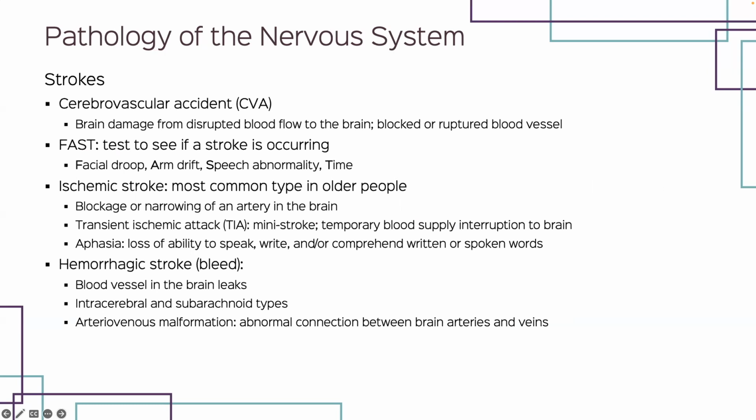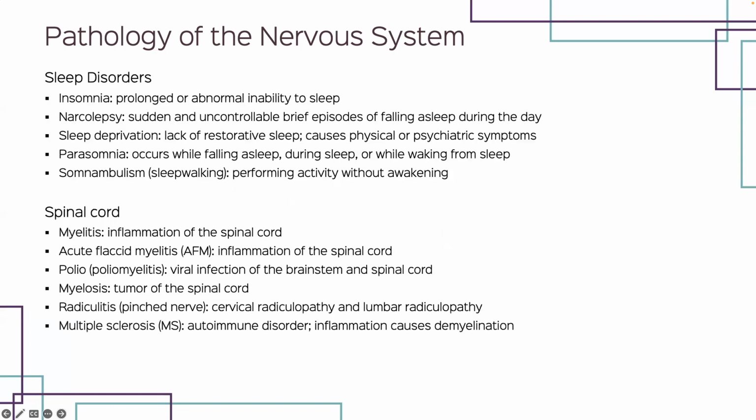You've got strokes, also known as CVAs or TIAs. You'll use that FAST test to see if a stroke is occurring. So if they have facial droop, they will tell you to lift both arms straight in front of you. One of them will typically drift off, there's going to be some type of speech abnormality, and then how long have the symptoms been occurring.